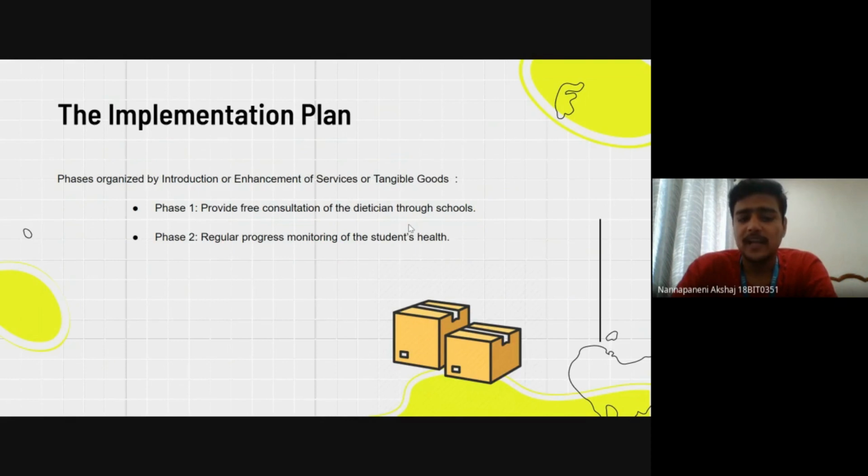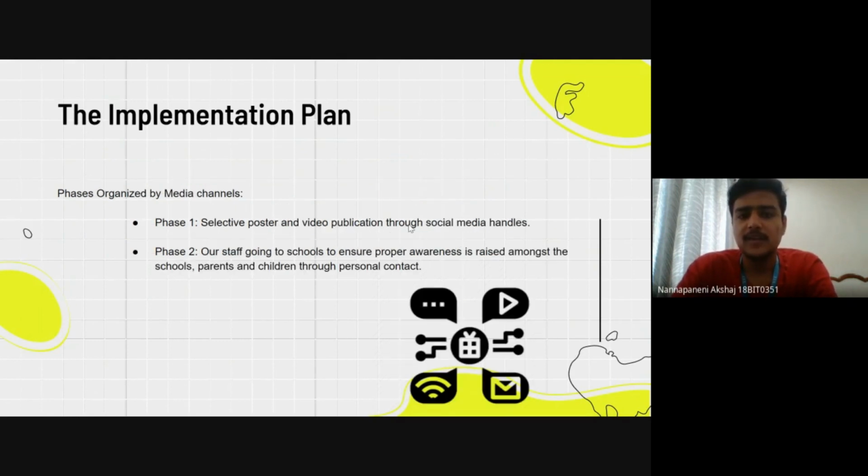Organized by introduction or enhancement of services. In phase 1, we would provide free consultation with dietitians through schools, and in phase 2, we would provide a proper check on the progress of the students through BMI, height and weight, and other factors. The media channels. In phase 1, we would be publicizing through videos and posters on social media handles, and in phase 2, our staff would personally go to schools and other institutions to pitch our ideas.